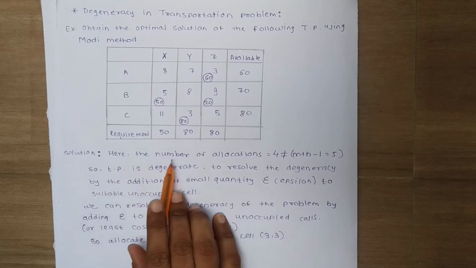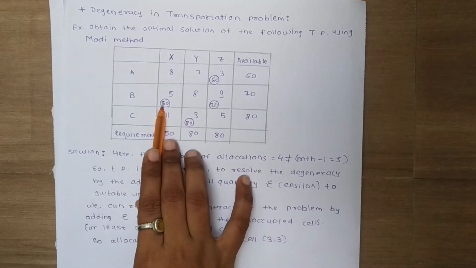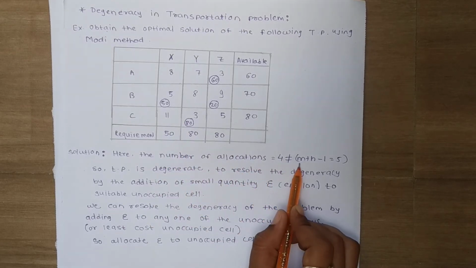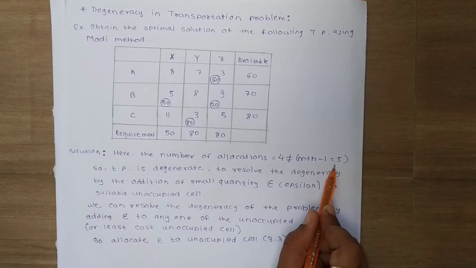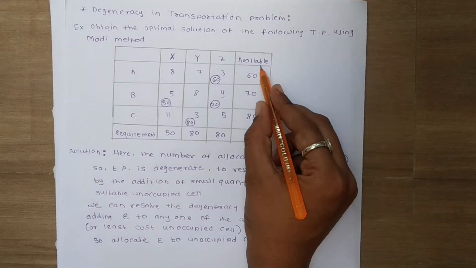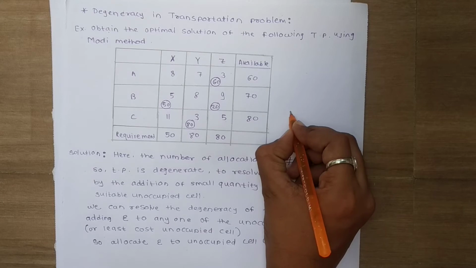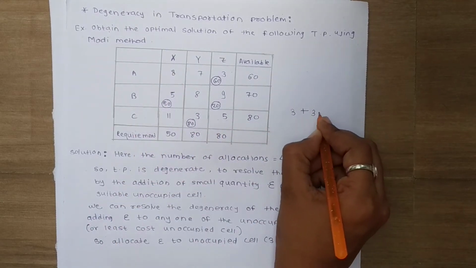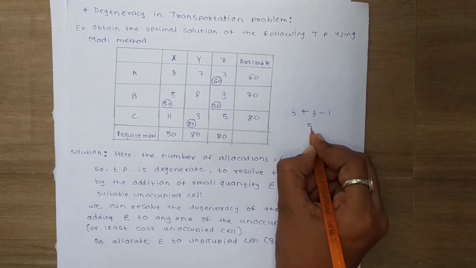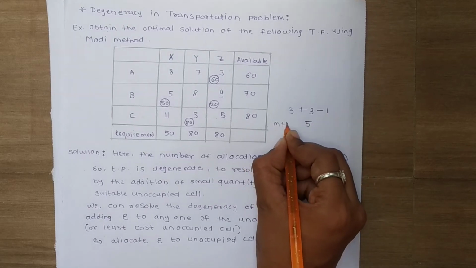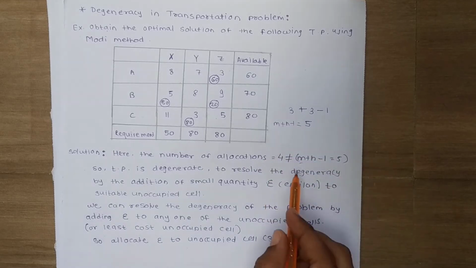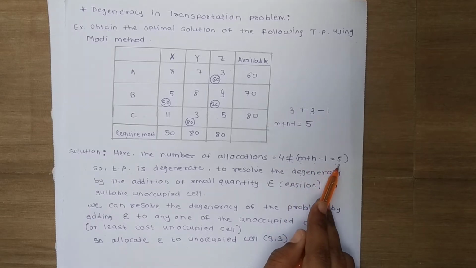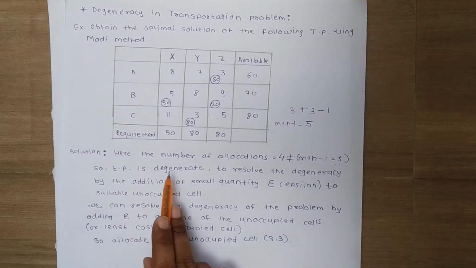So here the number of allocations are 1, 2, 3 and 4. So the number of allocations is 4, which is not equal to m plus n minus 1. M is 3 plus n is also 3 minus 1, that is 5. So m plus n minus 1 is 5. Therefore, the number of allocations is not equal to m plus n minus 1. So the transportation problem is degenerate.